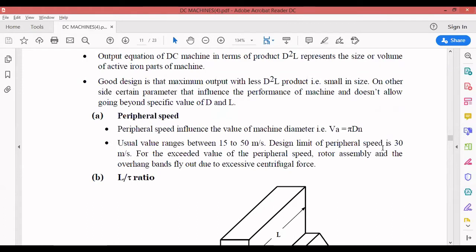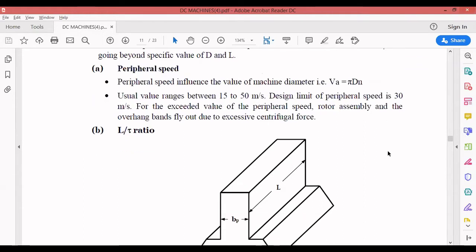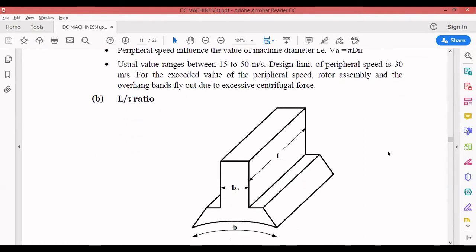And regarding peripheral speed, everyone knows the peripheral speed influences the value of the machine diameter. Once again, the speed depends upon the circumference of your armature, given by V is equal to pi D N. The usual range is between 15 to 50 meter per second. Our design limit of peripheral speed is around 30 meter per second, so normally we take around 30 meter per second for the design.